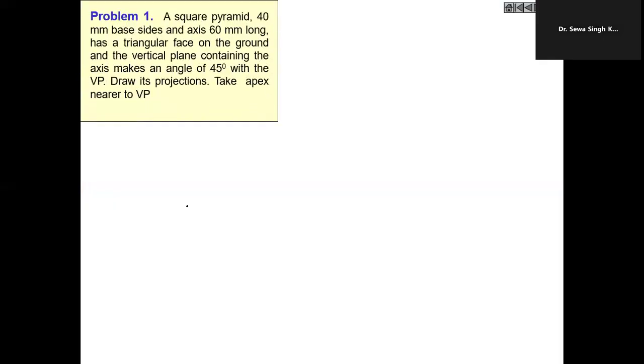Let us see the case of a square pyramid. A square pyramid has a 40 mm base and an axis length of 60 mm, with the axis inclined. It is resting in HP, or on the ground, on its triangular face, while the vertical plane containing the axis makes an angle of 45 degrees with VP. So we have to draw its projection.